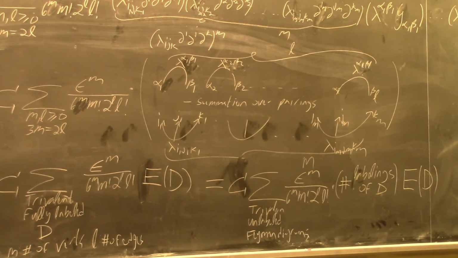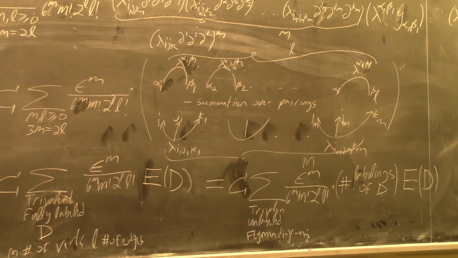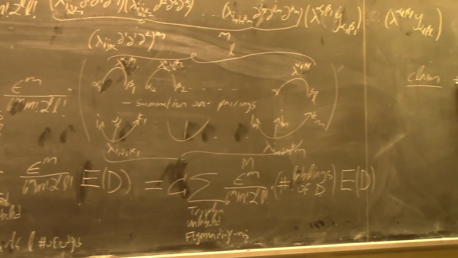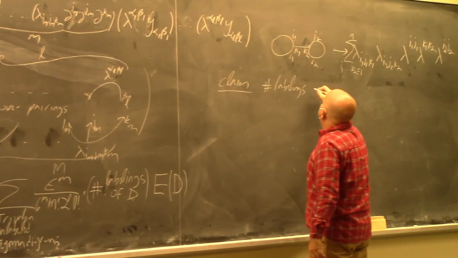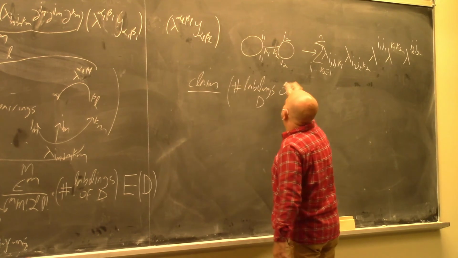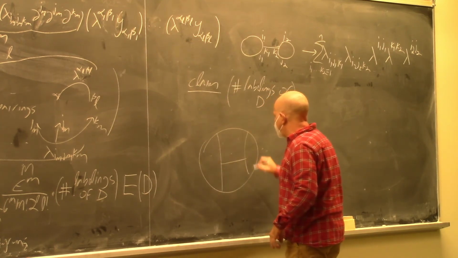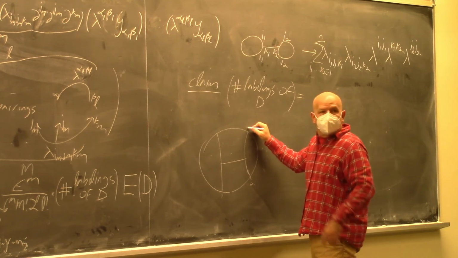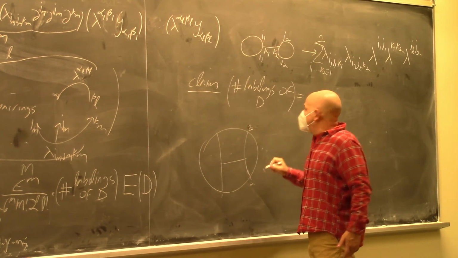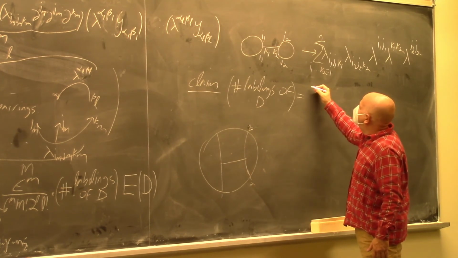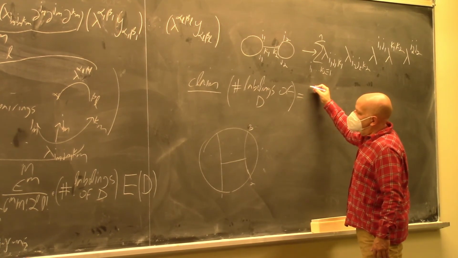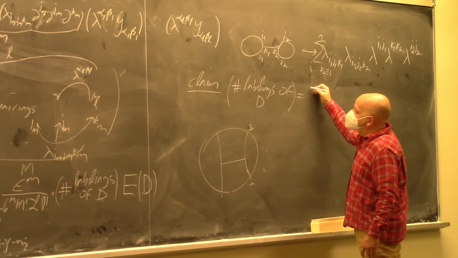Okay? So, claim. I shouldn't have erased it. Okay, too late. Anyway, claim, so the number of labelings of a diagram D is equal to, so basically, here is a trivalent graph. I have to choose how to order the vertices. So it's going to be the number of vertices, so m factorial.